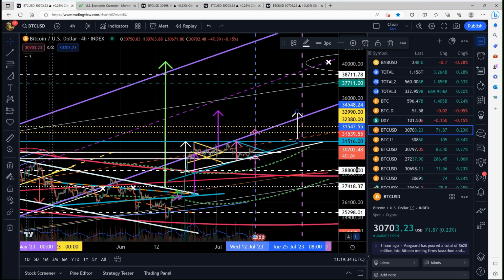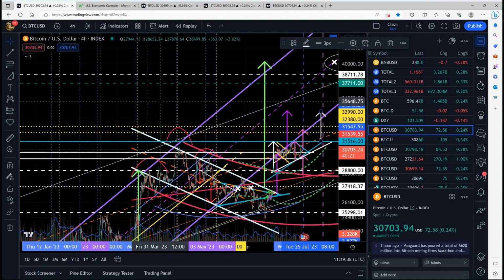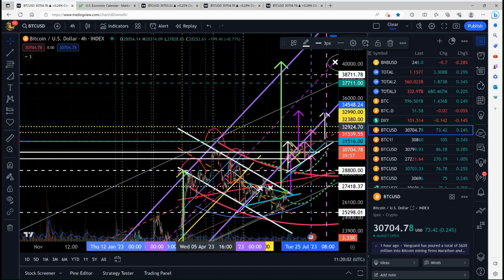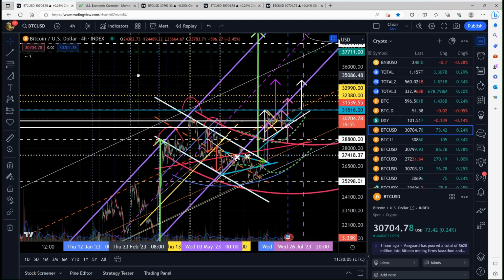And ultimately, what is this big green arrow here? This big green arrow is the breakout from this extremely long bull flag parallel channel we had been forming from mid-March 23 all the way to mid-June. March, April, May, June, 3 months. So that's a very, very, very strong pattern we were forming there.